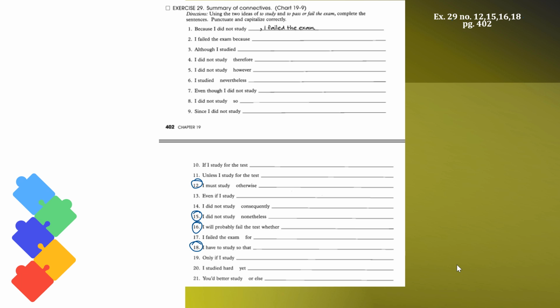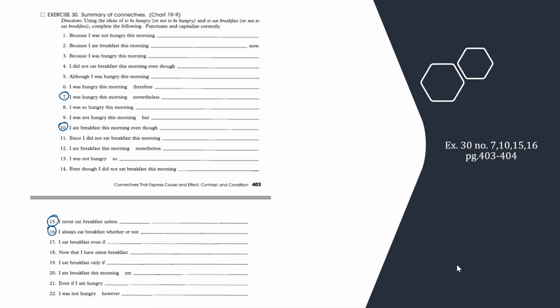Contrast relationship. Number 16. I will probably fail the test whether I study or not. Whether or not I study. Number 18. I have to study so that I pass the exam, or I will not fail the exam. Next, exercise 30, summary of connectives. Direction: using the ideas of to be hungry or not to be hungry and to eat breakfast or not to eat breakfast.